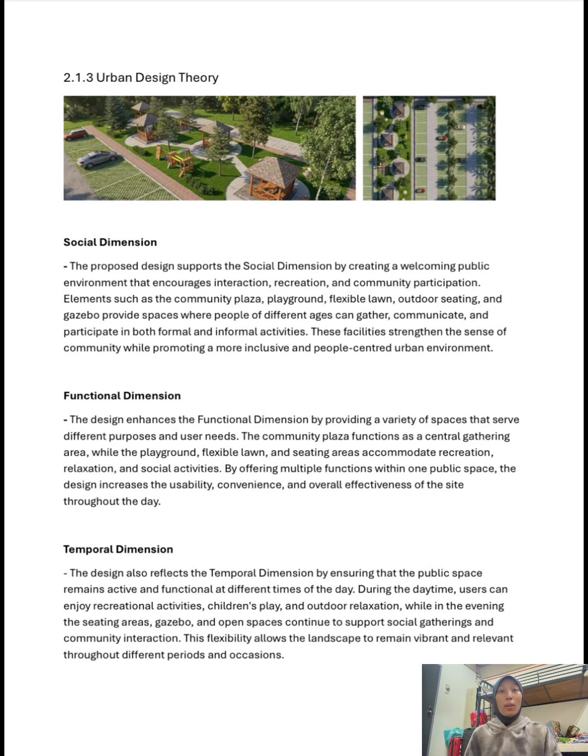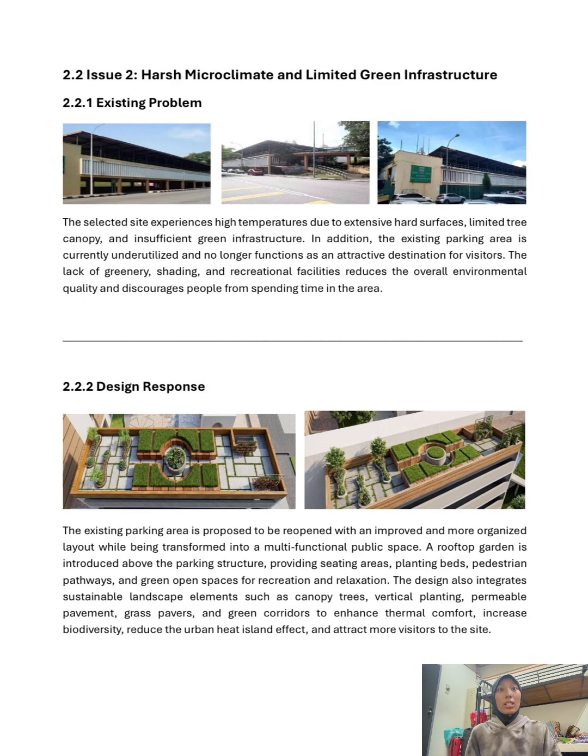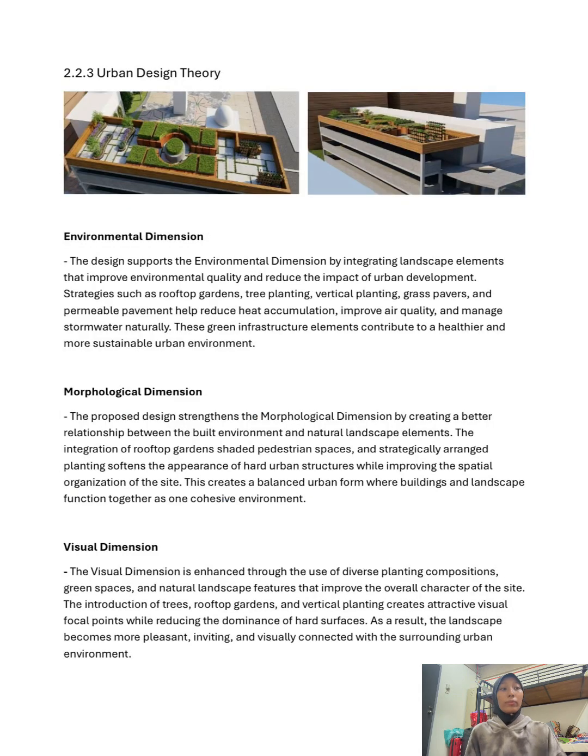Last is visual dimension. The visual dimension is enhanced through the use of diverse planting composition, green spaces, and natural landscape features that improve the overall character of the site. The introduction of tree, rooftop garden, and vertical planting creates an attractive visual focal point while reducing the dominance of hard surface. As a result, the landscape becomes more pleasant and visually connected with surrounding urban environment.